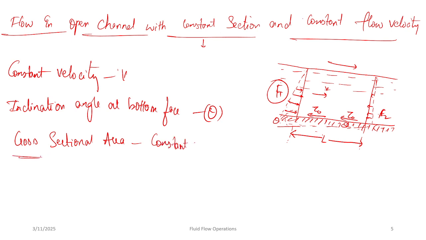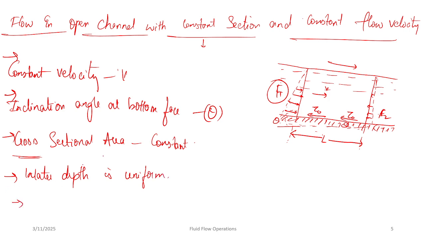Okay, this is also important because if the cross section is changing, again flow rate will change and also velocity will be changing, right? So that's why we are assuming the cross section area to be constant. Okay, and also the depth of the water is constant. So constant velocity, inclination, cross section area, and water depth are also constant or uniform.